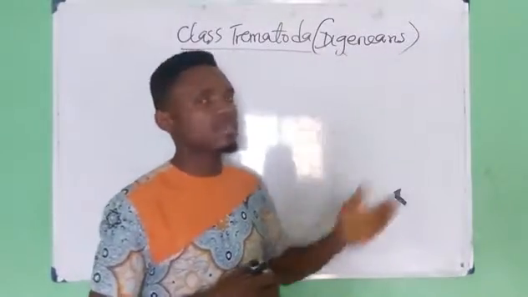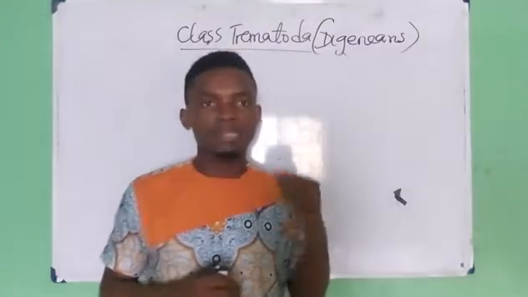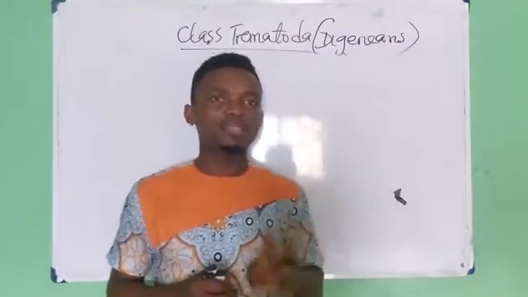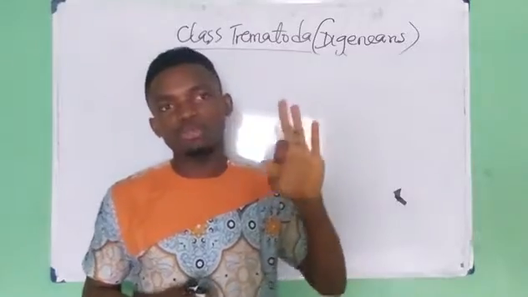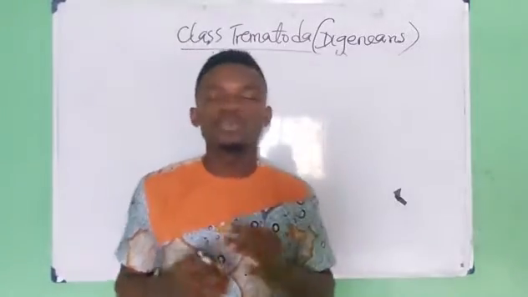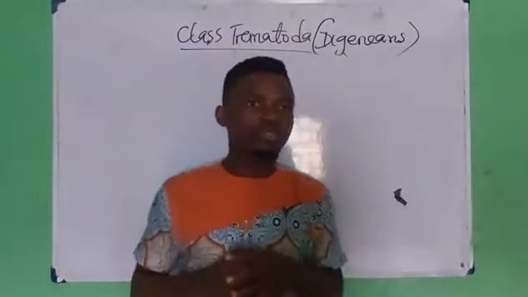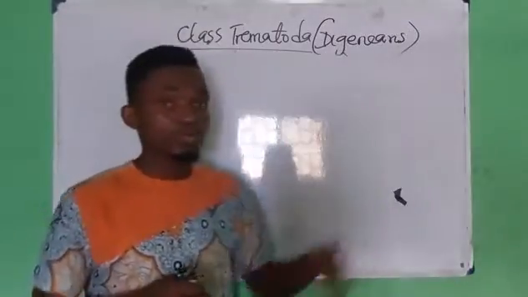Alright, this class is under phylum Platyhelminthes. There are four classes under this phylum: Turbellaria, Monogenea, Trematoda, and Cestoda. So in today's class, we shall be doing justice to class Trematoda.